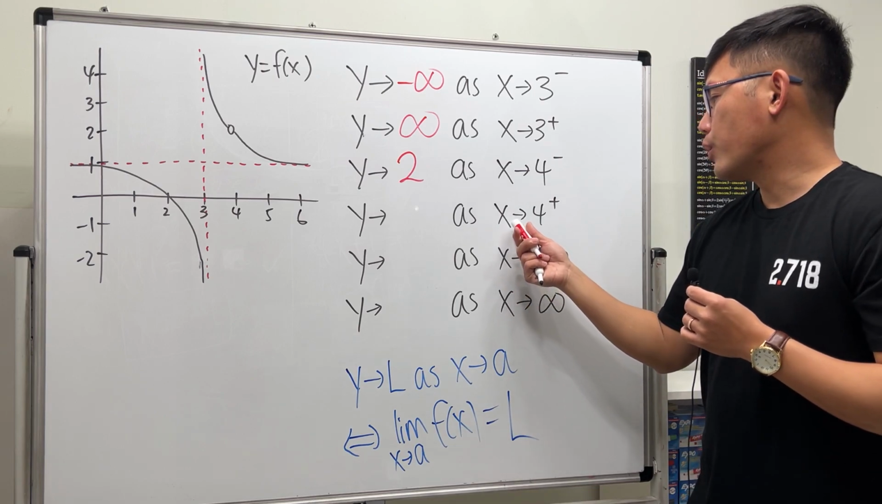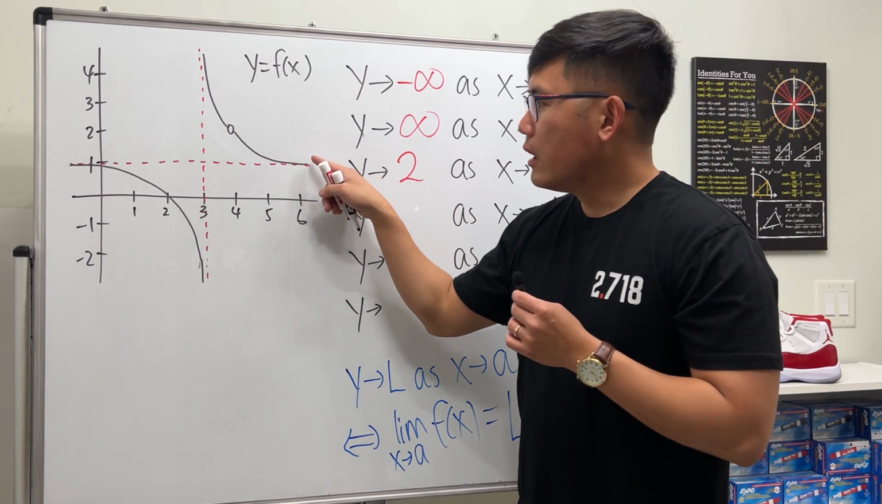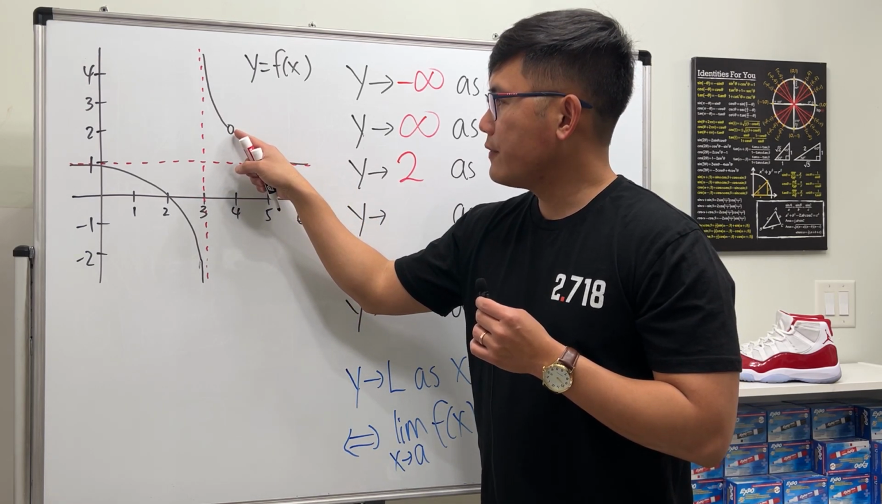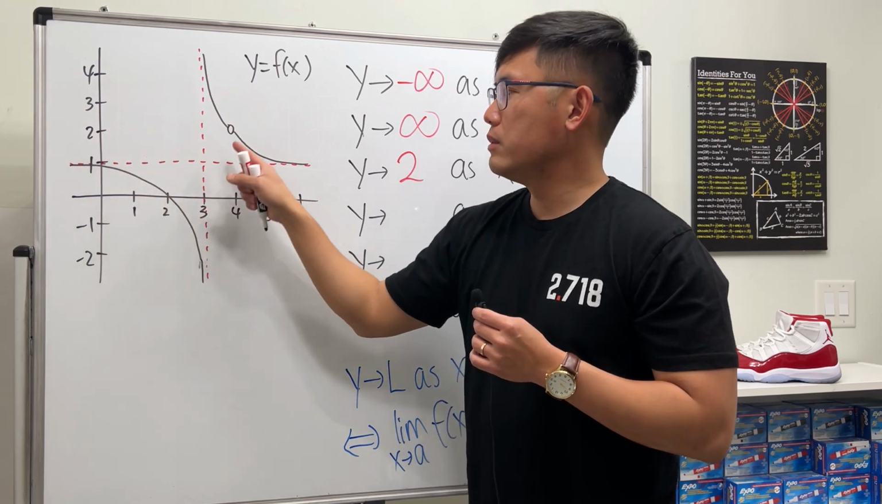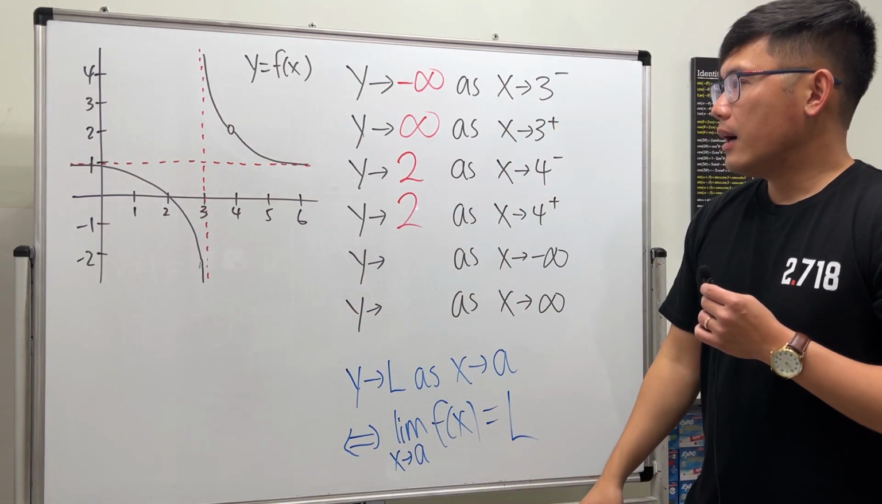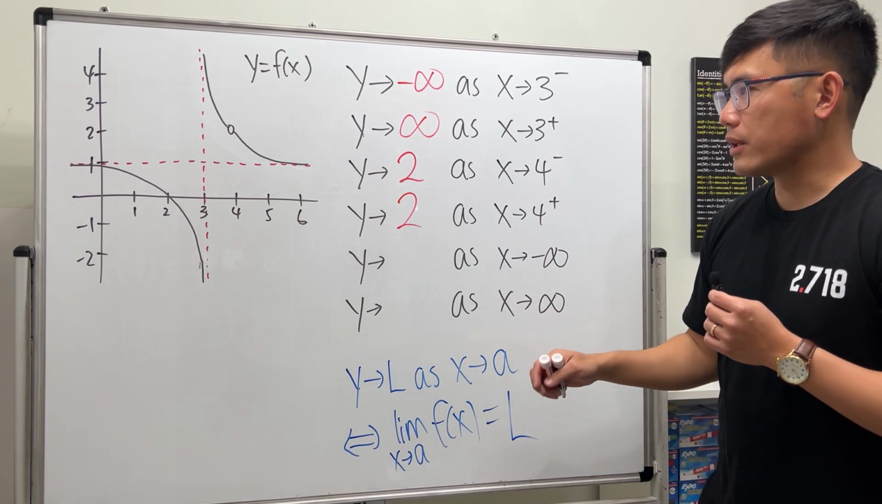On the other hand, when we have x approaching 4 plus, use our right hand, approach 4, right? So just go, and again, you see that the y value is approaching 2, the y value of that open circle. So that. All right, and then lastly, we have these two, which is actually about the horizontal asymptotes.